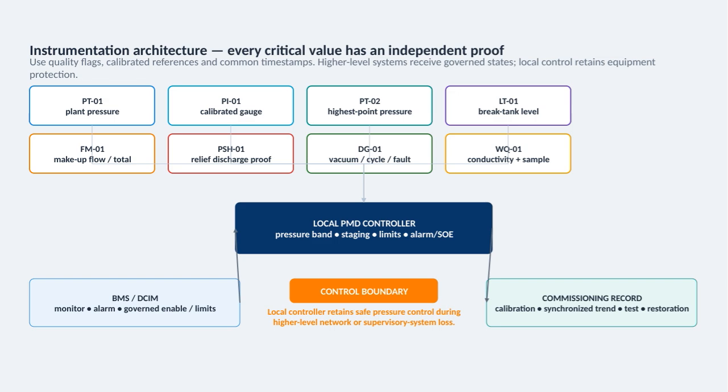At the core, the local PMD controller manages pressure bands, staging, limits, and alarms to maintain safe operating envelopes. It ensures that even if there's a failure in the higher-level network or supervisory system, the control boundary is maintained locally to keep pressure under safe control. Monitoring, alarms, and limits are supported by systems like BMS and DCM, and all data is recorded and verified through commissioning records to ensure continuous calibration, synchronized trending, testing, and restoration efforts.